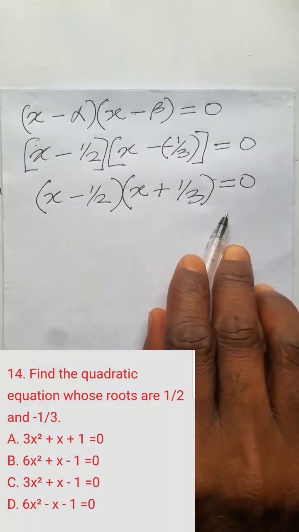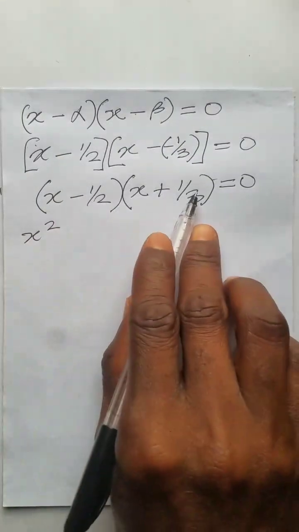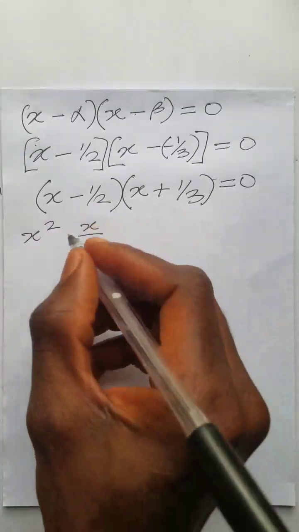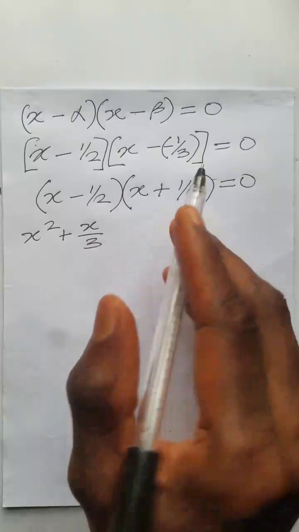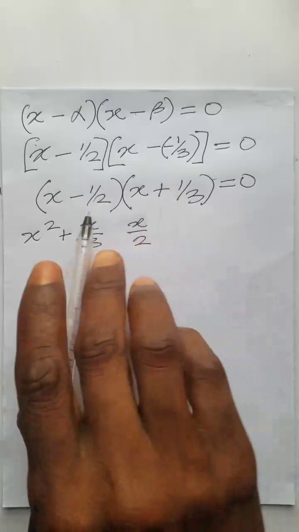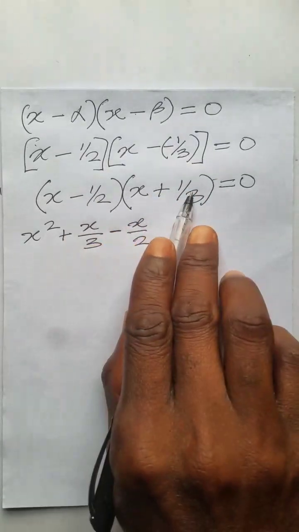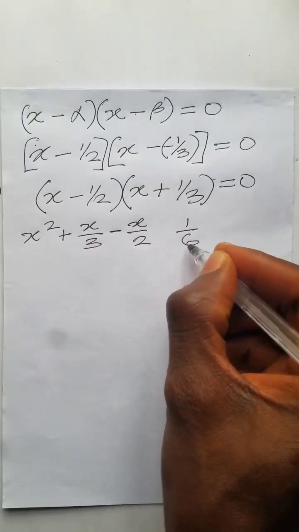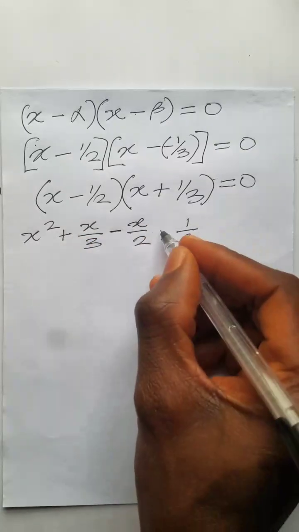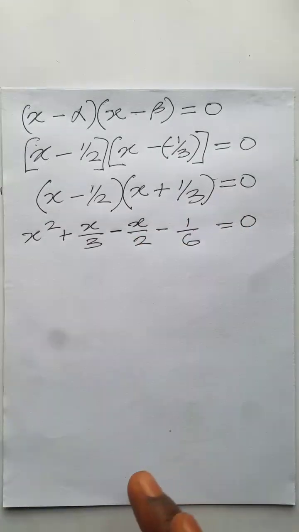The next thing is to expand this out. So x times x is x squared. x times 1 over 3 is x over 3. The sign plus times plus makes this plus, right? We're done with that. This half times x is x over 2. The sign minus times plus is minus. I'm done with that. Half times 1 over 3 is 1 over 6. That is 1 times 1 over 2 times 3, right? The sign is minus times plus, and that is minus. Is equal to 0.